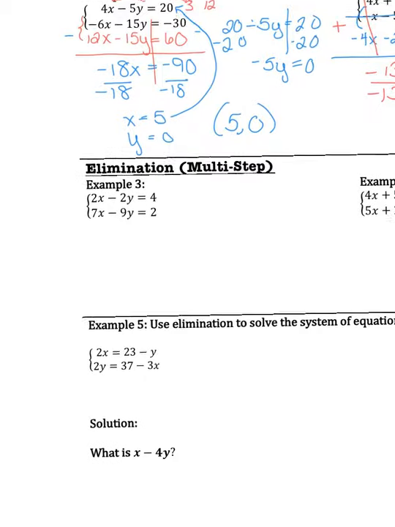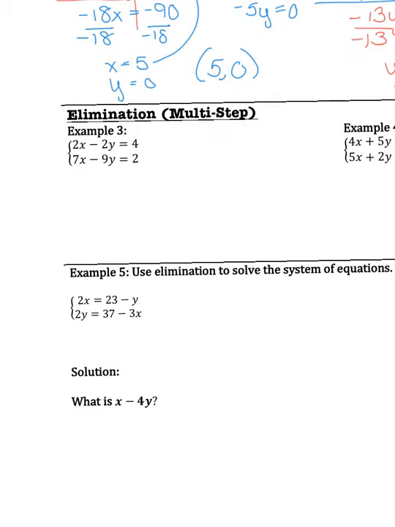Now sometimes we have to manipulate both equations, okay? I can't just multiply one. And so in this next example, I got 2 and 7 and 2 and 9. So there's nothing I can multiply 2 by to get 7, and there's nothing I can multiply 2 by to get 9. So what I'll have to do is multiply both of them.